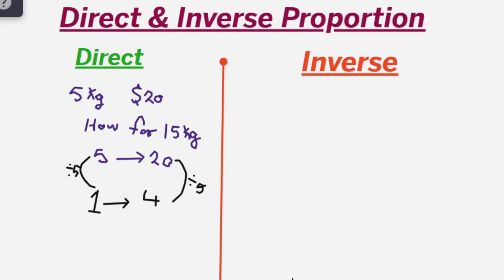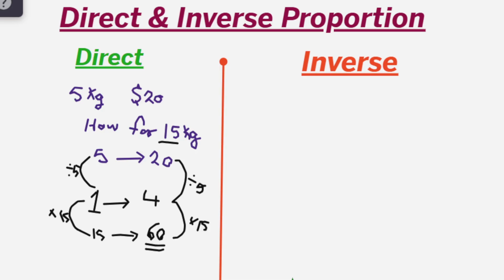Now, to know how many dollars 15 kilograms will cost, we multiply here by 15, and we multiply here by 15. Now 1 times 15 is 15 kilograms, and 4 times 15 is 60. So if you buy 15 kilograms, it will cost you $60.